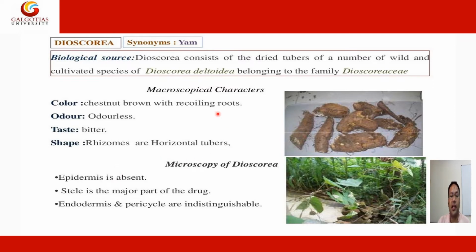So macroscopical characters: color is chestnut brown with recoiling roots, odor is odorless, taste is bitter, shape is rhizome or horizontal tuber. Microscopy of the Dioscorea: epidermis is absent. Stele is the major part of the drug. Endodermis and pericycle are distinguishable.